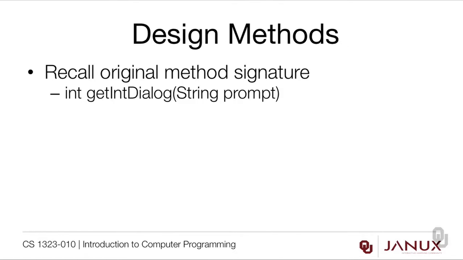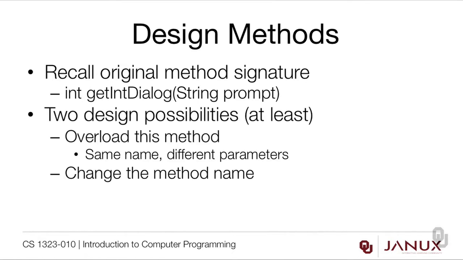First, let's design the methods. Now, we're going to recall our original method signature. It looked like this: int getIntDialog(String prompt). There are at least two design possibilities for this. One possibility is doing something called overloading this method. That means using the same method name but using different parameters. If you've been paying attention in the API, you've undoubtedly seen lots of overloaded methods. The other thing we could do is change the method name, maybe to something that would indicate that a range is involved.